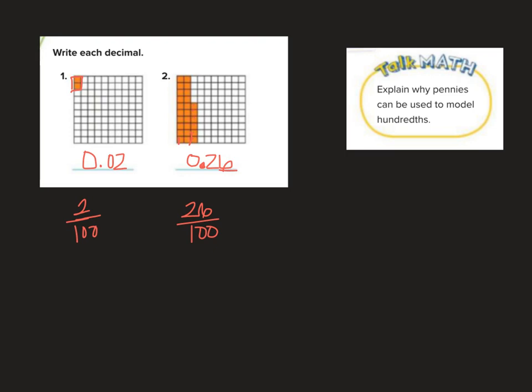Okay, over here it says explain why pennies can be used to model hundredths. Because 100 pennies equals $1. Same goes for hundredths. I need 100 of them to make 1 whole.